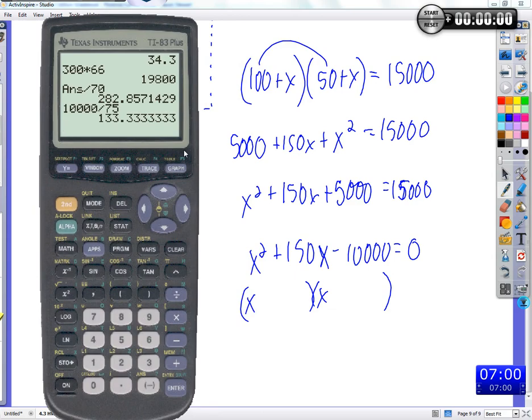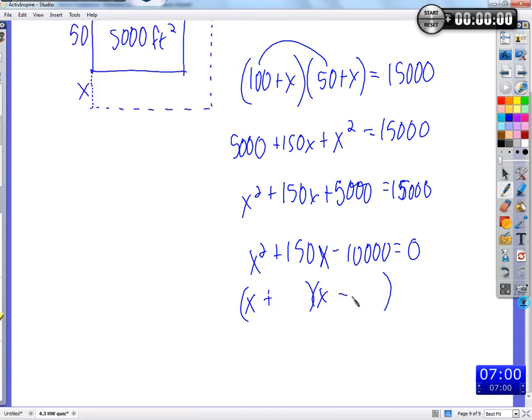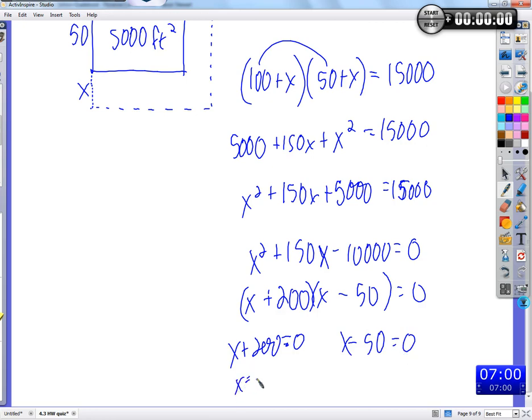Well, we know that doesn't work because the difference of these two is not 150. We know we need one positive and one negative to multiply to a negative. About 200, and then 50. Negative 50 and 200 does make 150, and it multiplies to negative 10,000. So x plus 200 must be 0, or x minus 50 must be 0. So x could be negative 200, or x could be 50.